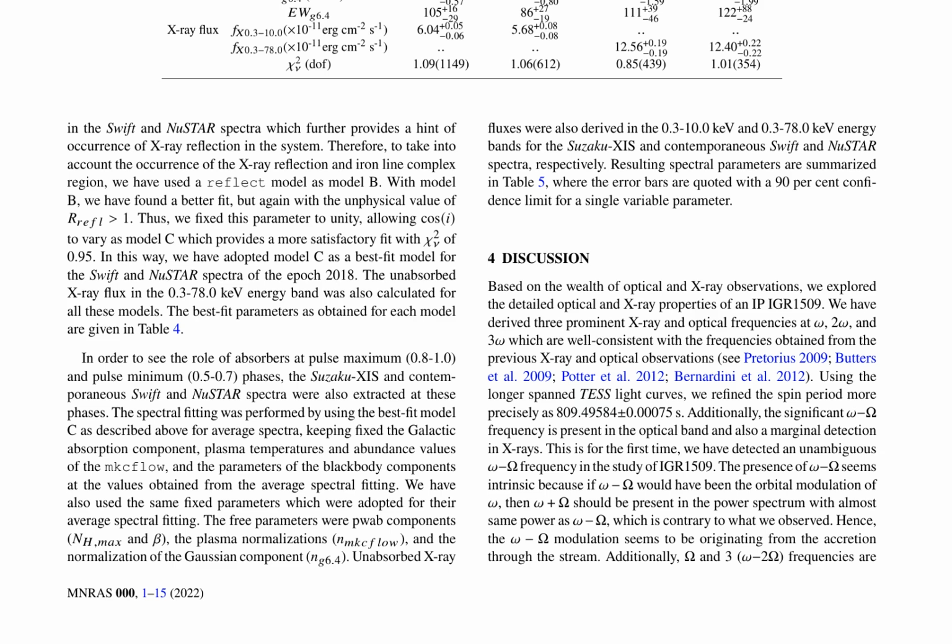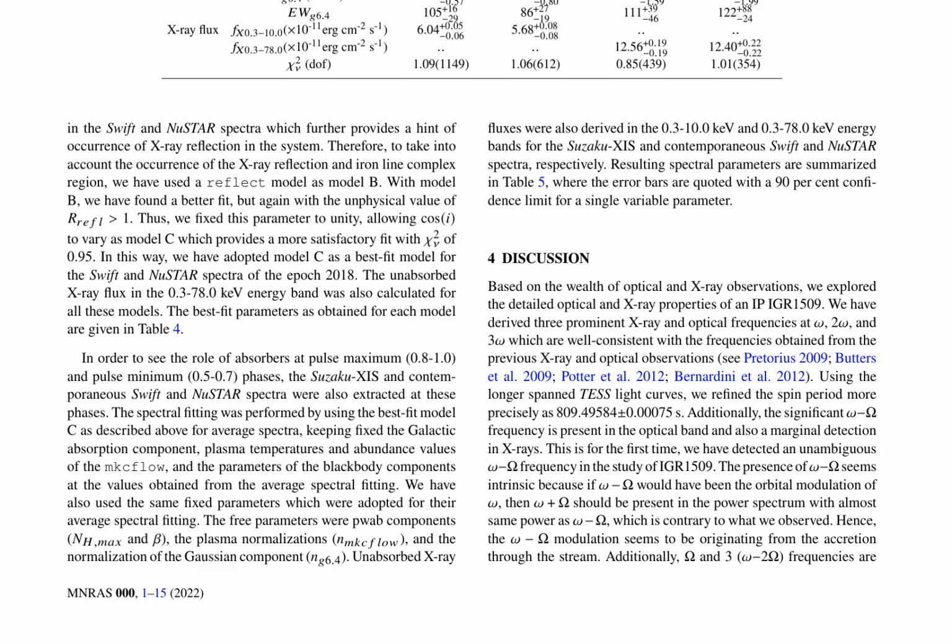The spectral parameters obtained from the best fit models for the average Suzaku and contemporaneous Swift and NuSTAR observations are presented in Table 4. The spectral fitting of the Suzaku XIS and contemporaneous Swift and NuSTAR spectra at pulse maximum (phases 0.8-1.0) and pulse minimum (phases 0.5-0.7) was performed using the best fit Model C. The resulting spectral parameters are summarized in Table 5.